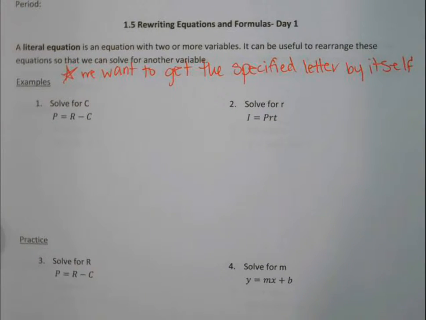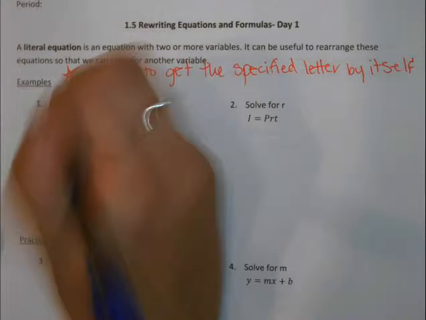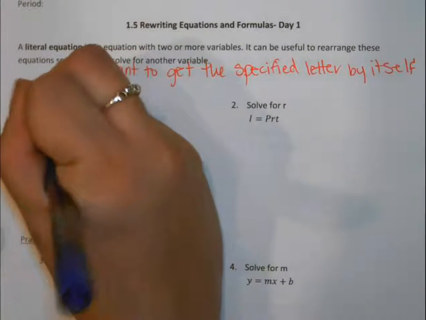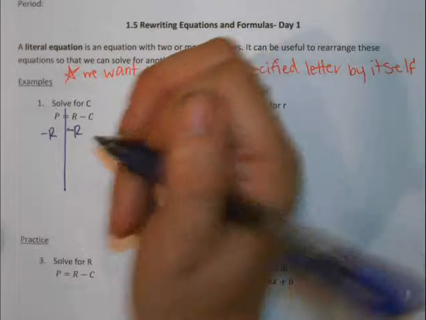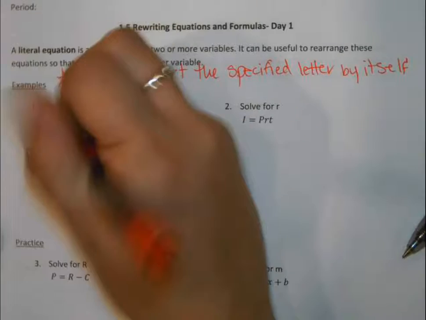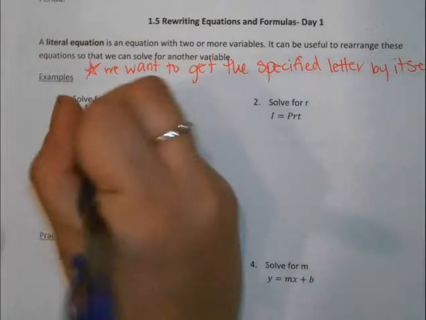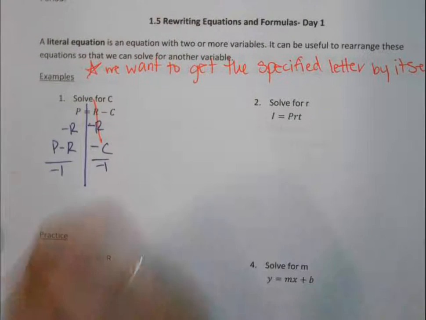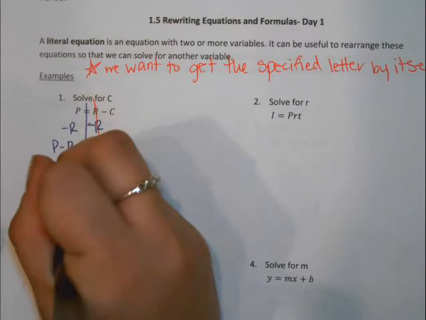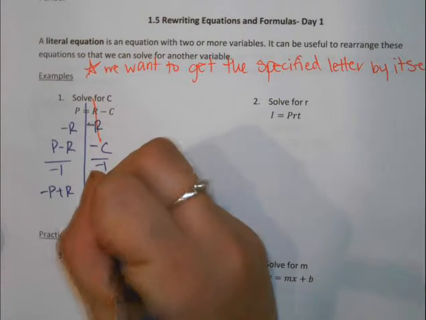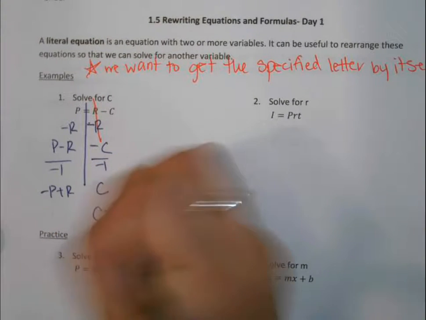So number 1, it wants me to solve for C. I'm going to start by drawing my line down the middle. Everything but C needs to move over. So R is positive, so I'm going to subtract R on both sides. P and R are not the same letter, so I'm going to have P minus R. On the right side, the R's will cancel out, and I have a negative C. Both of these are going to divide by negative 1 to make that C positive. So I'm going to have negative P plus R. And then on the right side, the C turns positive. So my answer here is C equals negative P plus R.